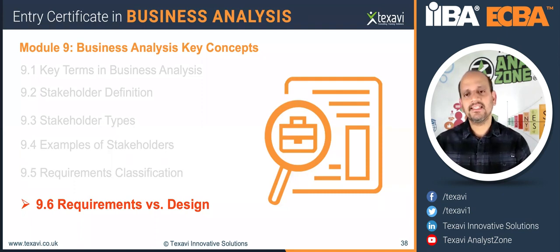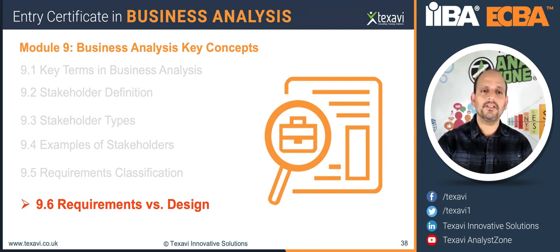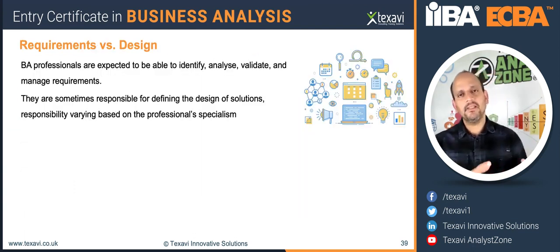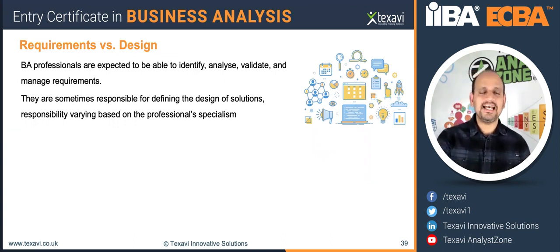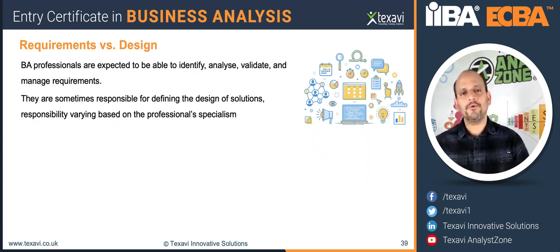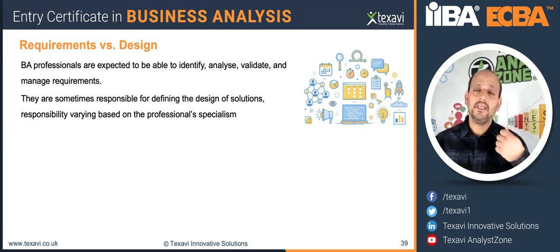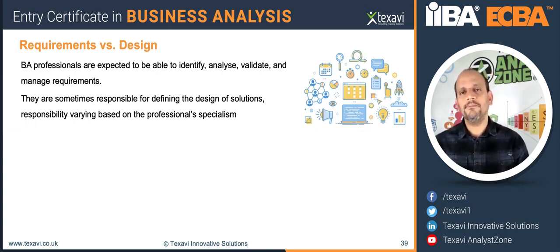So requirements versus design is, again, we've had a look at the requirements. We've had a look at what are the different types of requirements. We understood the requirements are basically the problem space, and then we've got the design, which is the bridge between the problem space and the solution space. So as BAs, we're expected to be able to identify, analyze, validate, define, specify, communicate, and manage requirements. Essentially, that's the crux of what we do, pretty much as most of a job would entail.